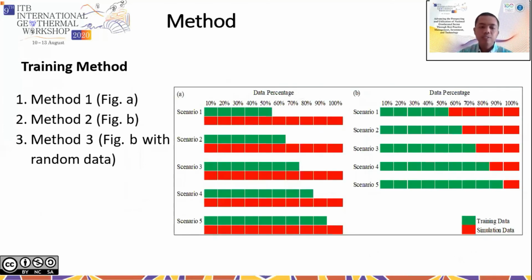And then to know which training method is the best solution for the problem in our study, we use three kinds of method. The first, shown in figure A, consists of only the percentage of data used for training and the percentage of data for validation. We use method 1 shown in figure A, then method 2 shown in figure B. And the last, method 3, is another method we developed. It's called figure B with the random data.